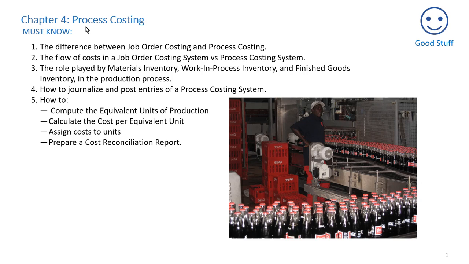For this chapter, you must know 1, the difference between job order costing and process costing. 2, the flow of cost in a job order costing system versus process costing system. 3, the role played by materials inventory, work in process inventory, and finished goods inventory in the production process. 4, how to journalize and post entries of a process costing system.